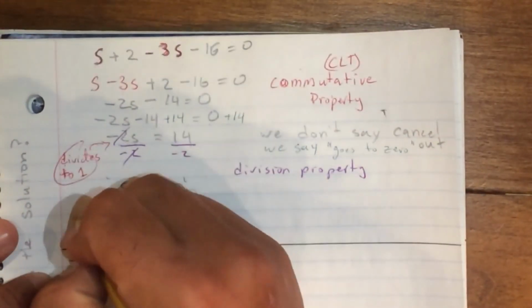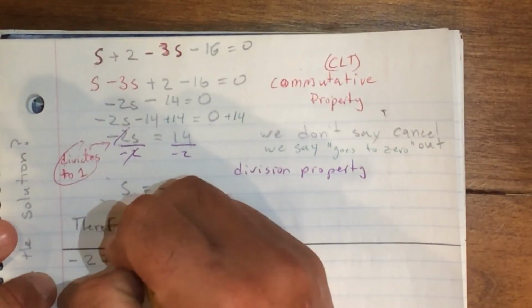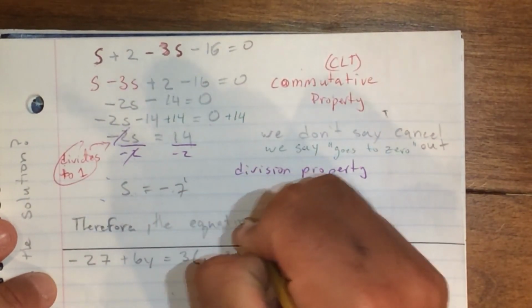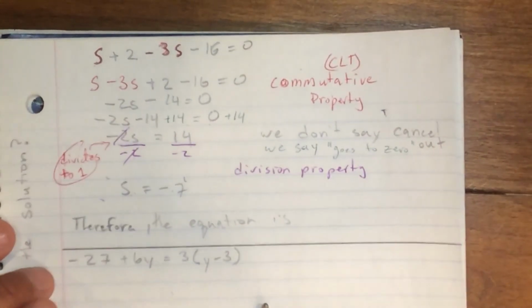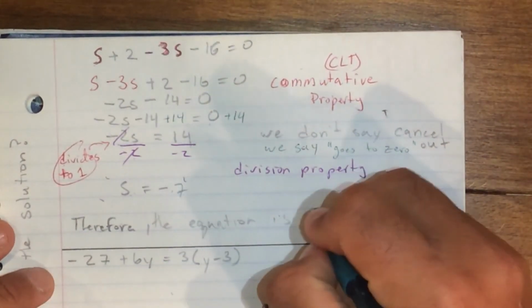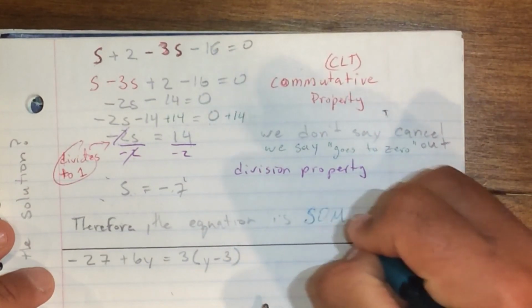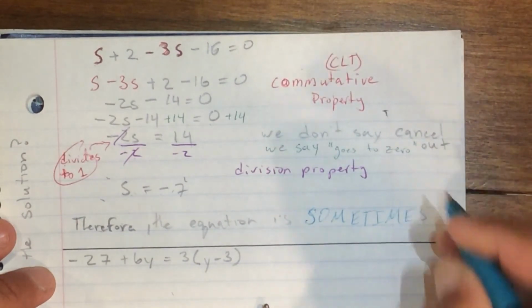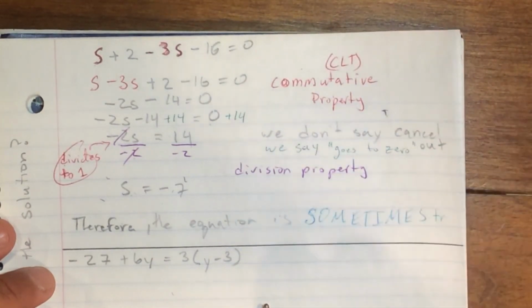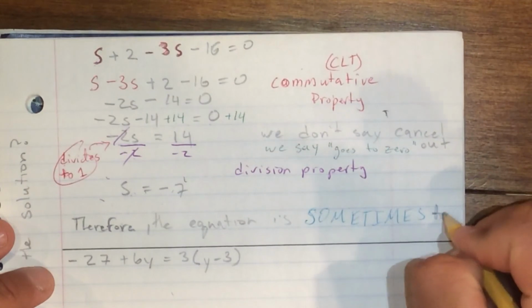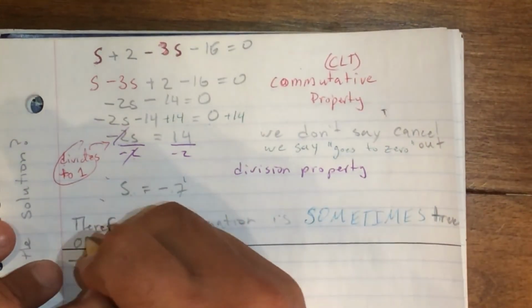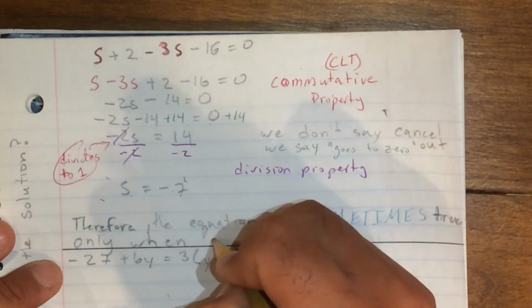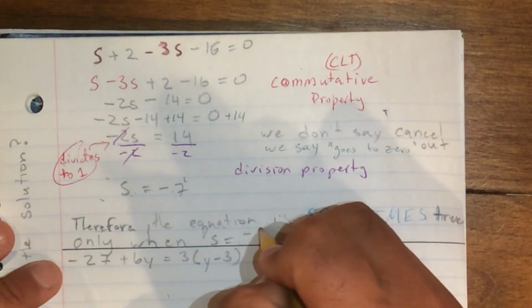So therefore, the equation is sometimes true, and true only when s is equal to -7.